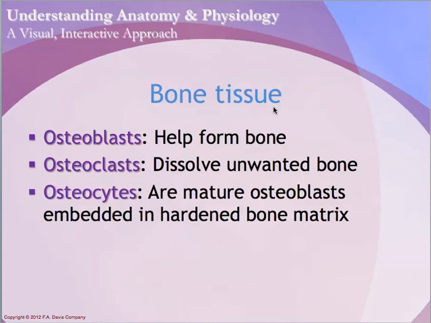Osteoblasts help to form bone, so you'll need to figure out a way to remember these. Osteoclasts dissolve unwanted bone, and then we have osteocytes, and they're really just mature osteoblasts that can actually do both functions. So they can deposit bone and they can dissolve bone.